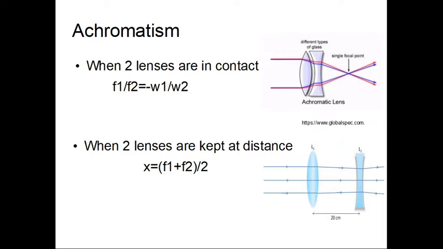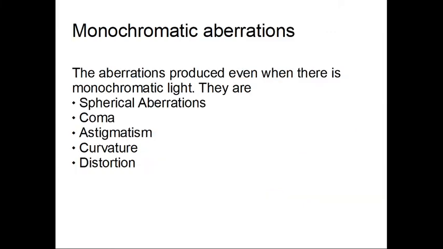In achromatism, when the two lenses are in contact, the condition is f1 by f2 equals minus omega 1 by omega 2. Here, f1 and f2 are the focal lengths of the lenses, and omega 1 and omega 2 are the dispersive powers of the lenses. And when the two lenses are kept at a distance, the condition is x equals (f1 plus f2) by 2. Here f1 and f2 are the focal lengths of the two lenses, and x is the distance between the two lenses.